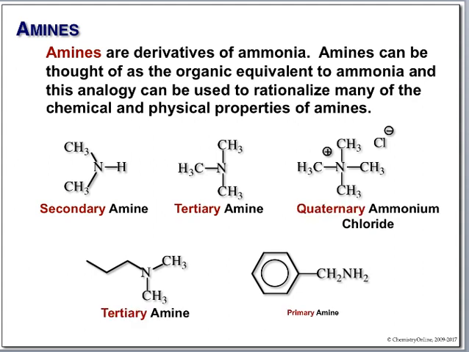When we talk about amines, we talk about their substitution patterns, depending upon how many groups are attached to the nitrogen. Here we have two. This is a secondary, this is a tertiary, and this is a quaternary. Again, another tertiary amine. Benzylamine is an example of a primary amine. Only one group attached to the nitrogen.